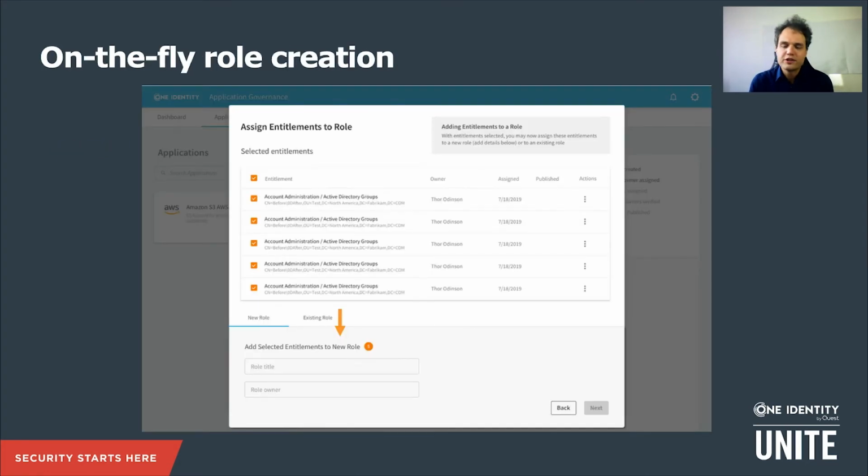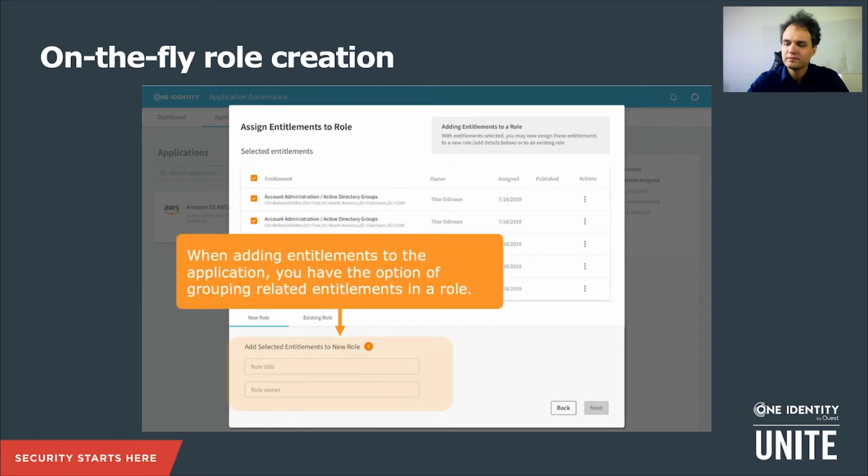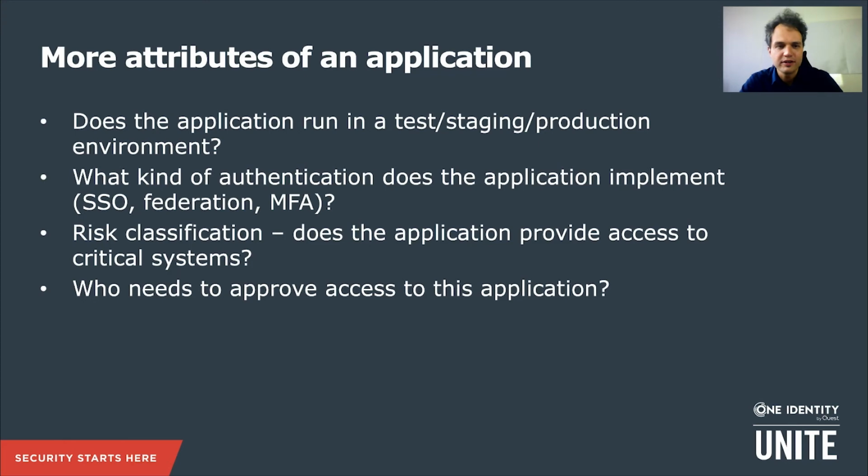Here's another cool feature that we built, the on-the-fly row creation. When adding entitlements to the application, you also have the option of grouping related entitlements in a row. Why should you do this? Well, this is useful in a scenario where different entitlements should only be requestable as a bundle and not individually. This is a long requested feature for all of Identity Manager, and we're now able to bring this feature to the product. But there's more to the application.